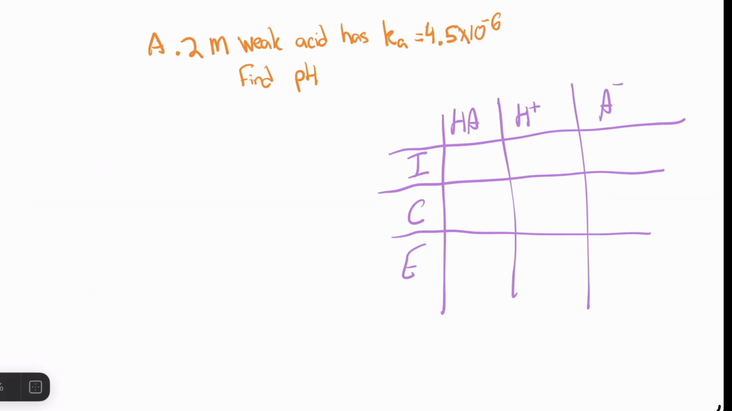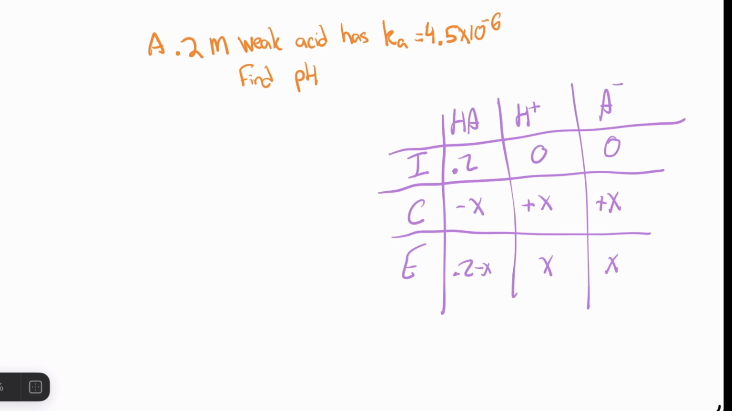Let's look at one more example. If we have a 0.2 molar weak acid with a Ka value of 4.5 times 10 to the negative 6th, what is the pH? So we're going to set up our ice table just like before. Our initial concentration is 0.2 for our HA, 0 for our products. We know we're going to be subtracting some amount that we don't know yet, and that same amount is going to be added to our H plus and A minus, giving us the same equilibrium, except this time it's 0.2 minus X, and H plus and A minus are still going to be X.